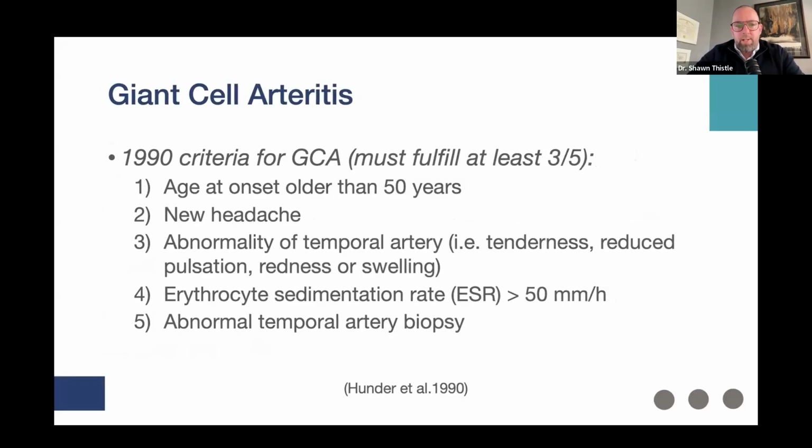The older diagnostic criteria for GCA, or giant cell arteritis, they have to have 3 of the 5 of the following: age at onset over 50 with a new headache, abnormality of the temporal artery being tenderness. So temporal artery you can get at up here, it's superficial. It's near the temporalis muscle, and if you can feel it, or if they can feel it to a large degree, that could be suggestive of this. If there's redness or swelling there, sed rate over 50 millimeters per hour, or an abnormal temporal artery biopsy. Those are the old diagnostic criteria. They've updated and expanded these.